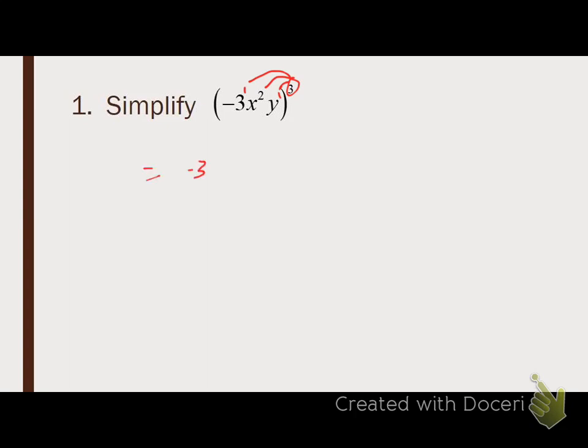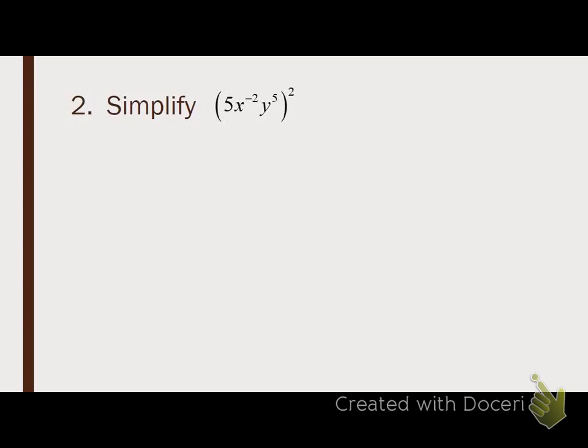So we get negative 3 to the third power, x to the sixth, y to the third. And then to simplify this, we do want to go ahead and multiply this out. So negative 3 to the third is negative 27, x to the sixth, y to the third. And then we're done, right? There's nothing else we can do.